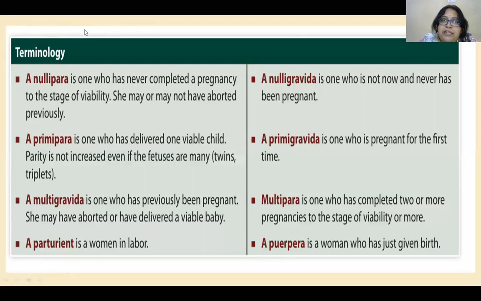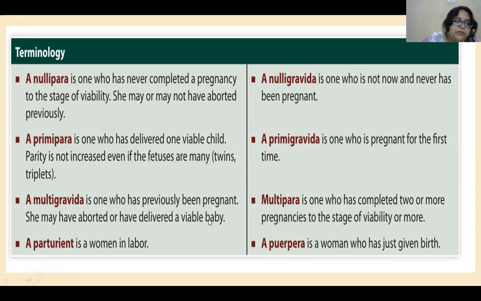Primipara is one who has delivered one viable child. Parity is not increased even if the fetuses are twins or triplets or quadruplets. So even if she gives birth to twins, we will write as para 1 live 2. Then a multigravida. Multigravida is one who has been previously pregnant. She could have aborted a baby or have delivered a viable baby. Then she is considered as multigravida.